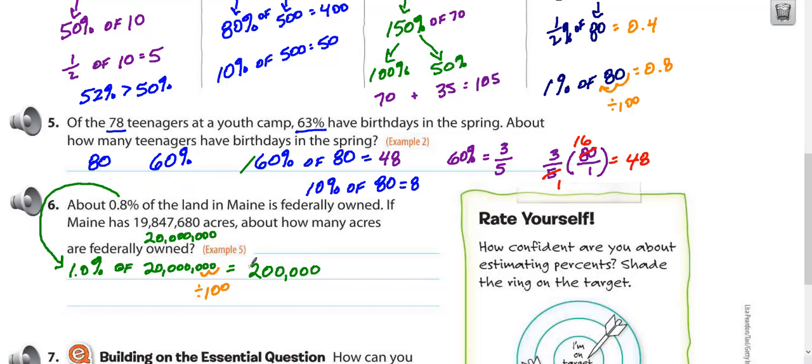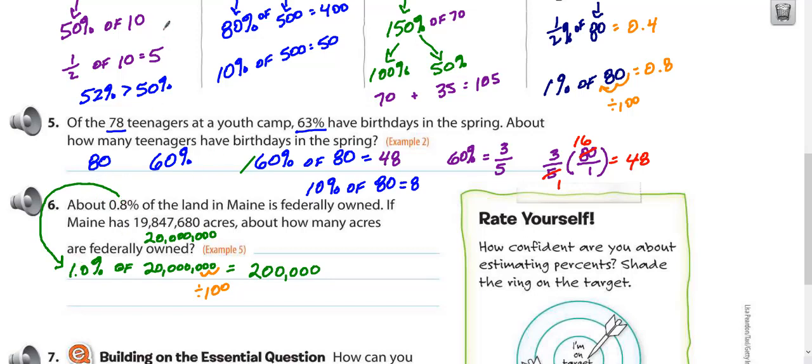You could use that estimate. If somebody said, we're going to be planting trees on the federal land in Maine, about how much? Well, you got about 200,000 acres. But let's say you needed a little bit closer estimate. Well, we rounded up a bunch here.